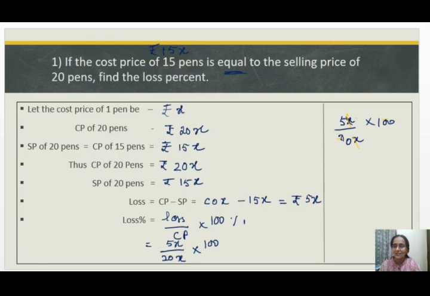Yeah, it is 20, right? 5 fours are 20, 25. The loss percent is 25%. The final answer is 25%. You will get the final answer as 25%. Loss percent is 25%.